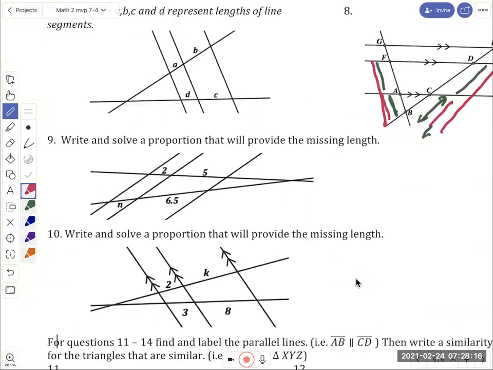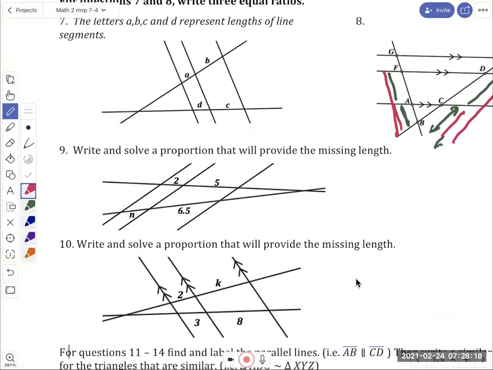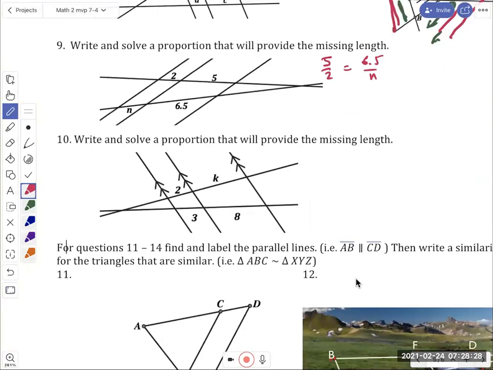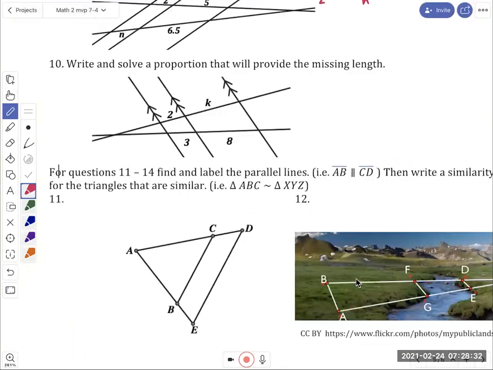So in 9, you have a proportion, right? And so you could say 5 to 2 equals 6.5 to n. And so that's just using that same idea. Okay, so these are fairly simple ones to do.